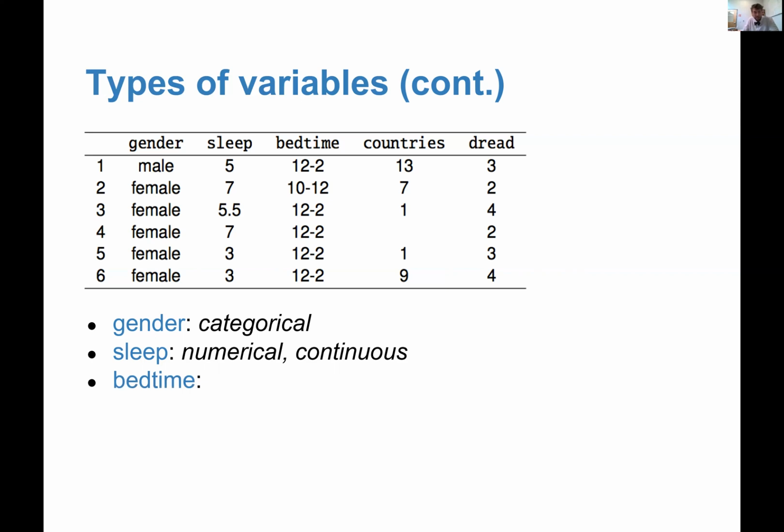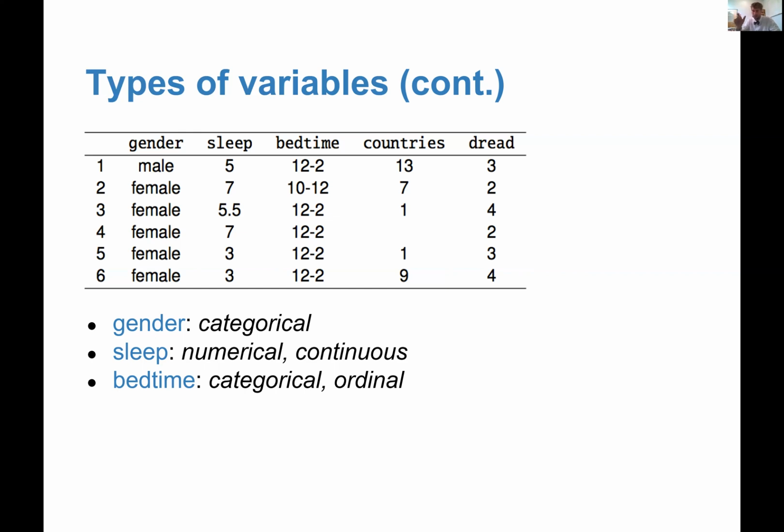So bedtime. What kind of thing is that? Is it numerical or categorical? And if it's numerical, is it continuous or discrete? Well, it's categorical ordinal. Why?